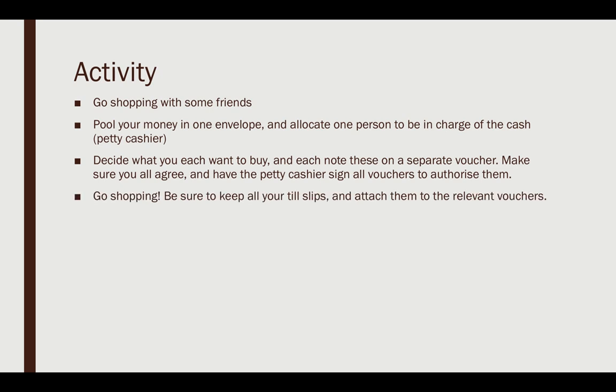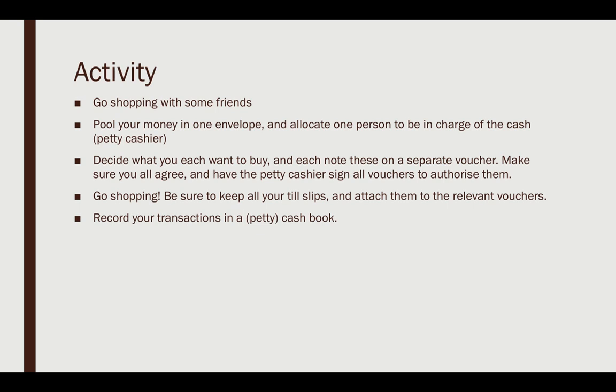Now that you've planned your shopping, go shopping. Make sure that you keep all your till slips and attach them to the relevant vouchers. If for some reason you've bought something from a shop that didn't give you a till slip, then just simply make a note of this on a piece of paper. In other words, try and create your own one.